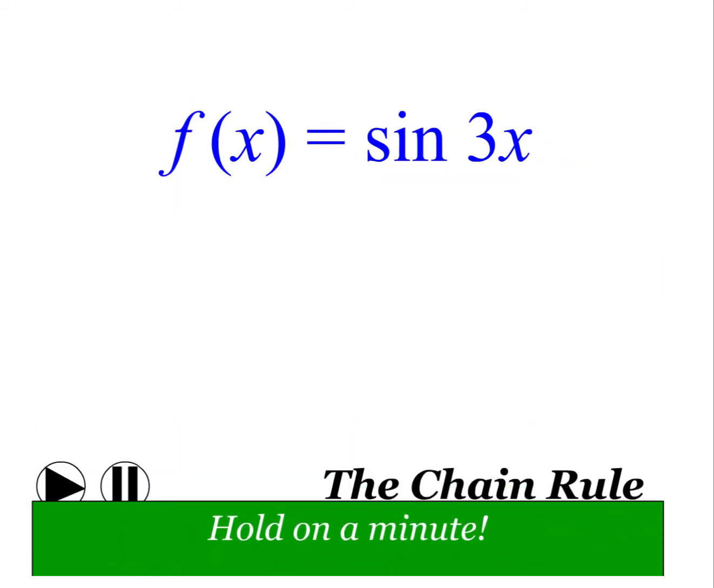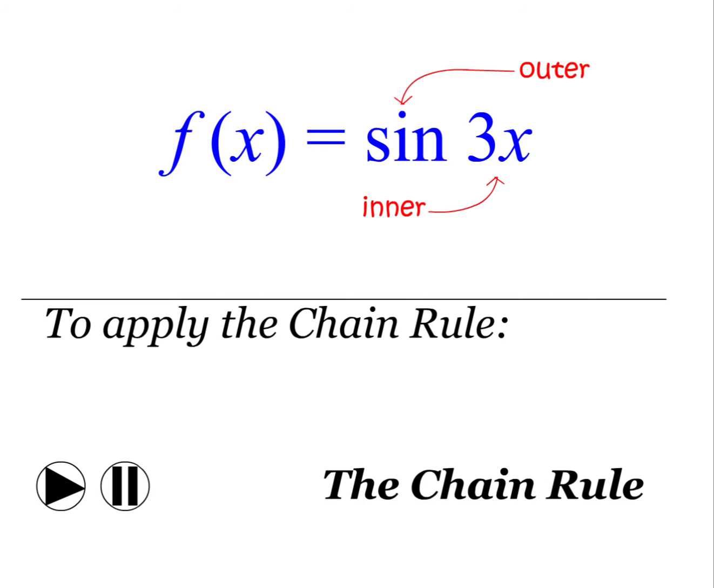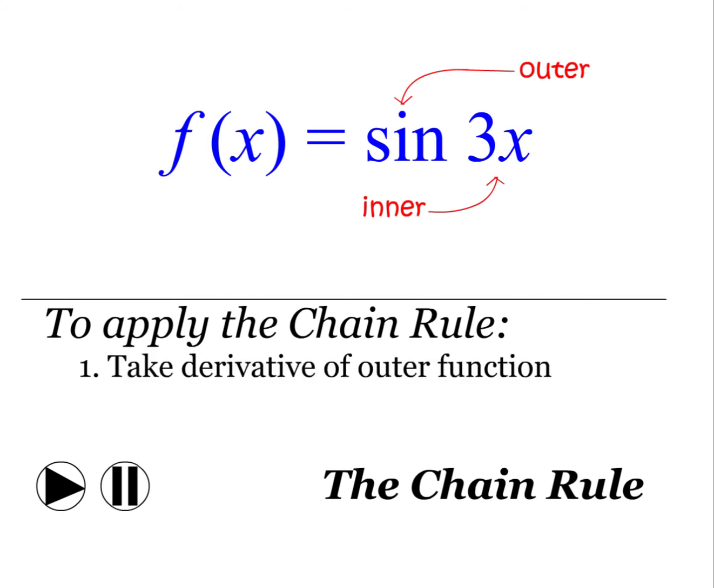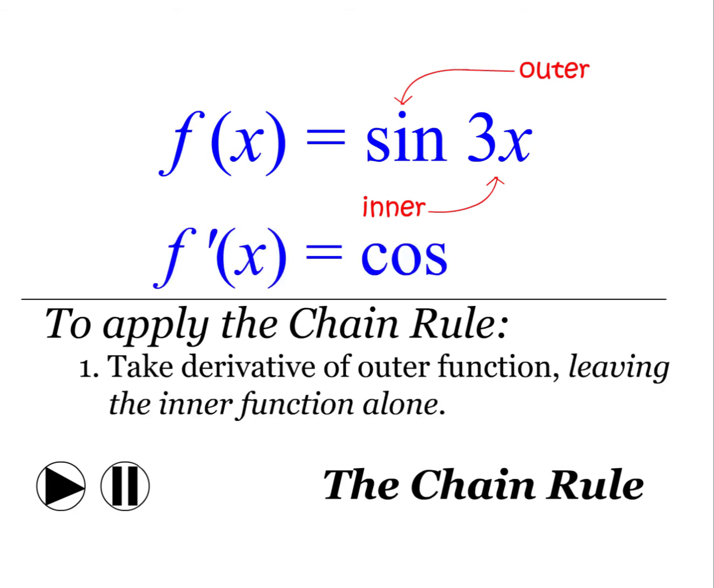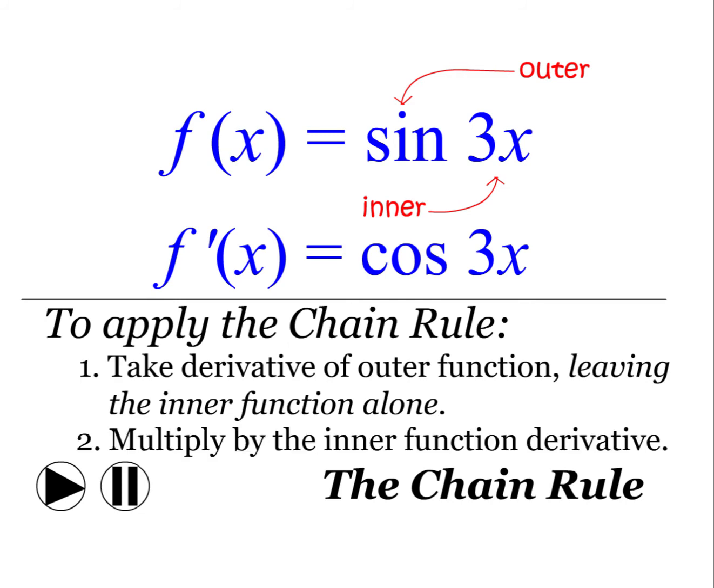The chain rule tells me that when I find a derivative, I start with the outer function, and I derive it. So the derivative of sine is cosine, but here's the trick. I leave that inner function alone. So far my answer is cosine of 3x. But now that I'm finished with the outer function, I can finally take the derivative of the inner function, and the derivative of 3x is 3. So my final answer is the derivative, or f prime of x, is equal to 3 cosine of 3x.